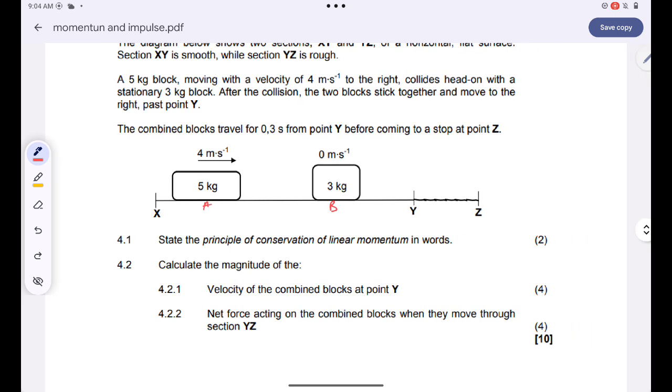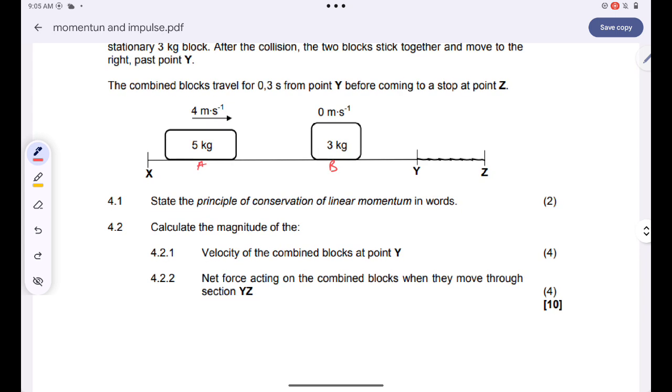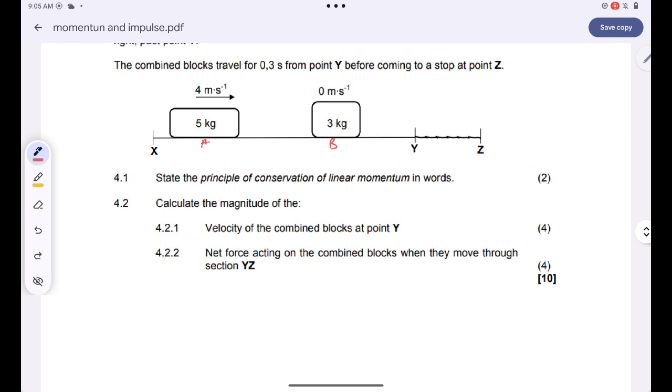First question, they want us to state the conservation of linear momentum in words. It simply states that in an isolated system, the total linear momentum is conserved in both magnitude and direction. And then 4.2.1, they want us to calculate the magnitude of the velocity of the combined blocks at point Y.